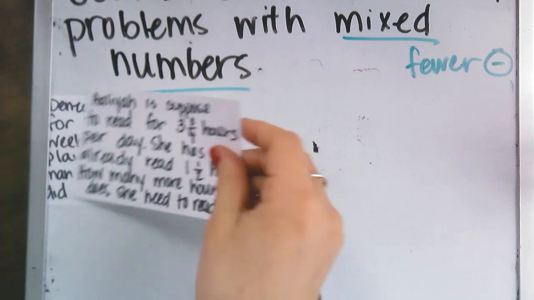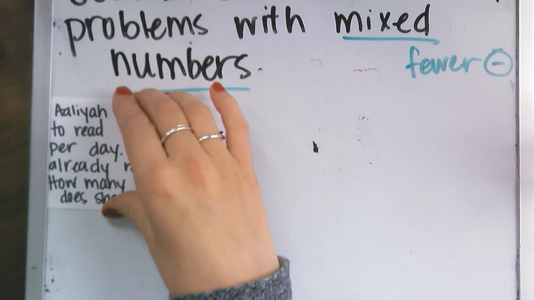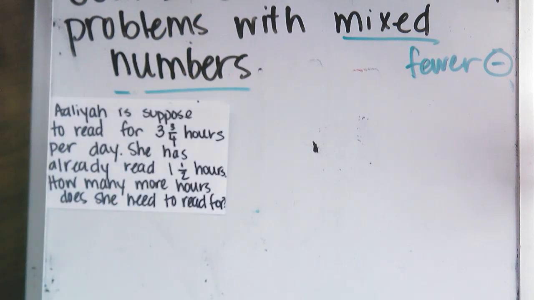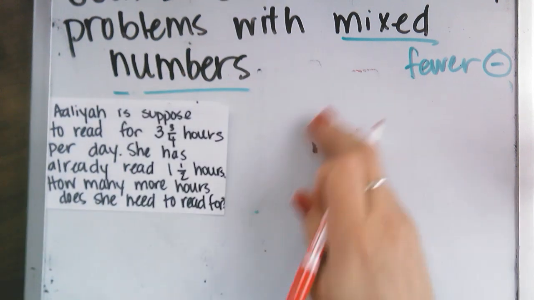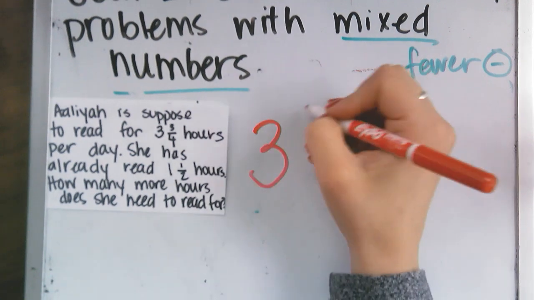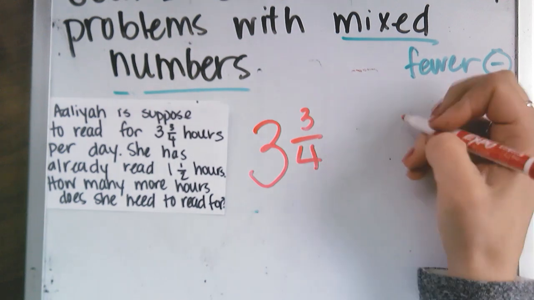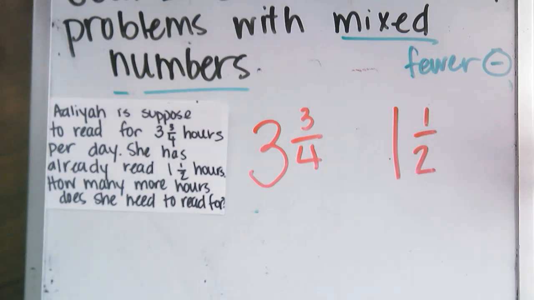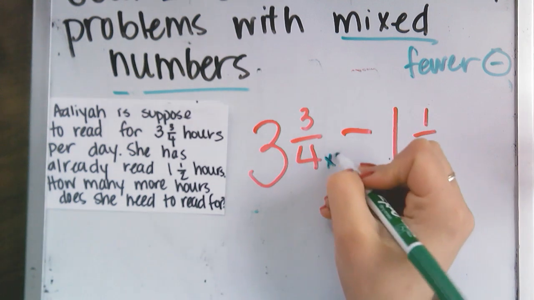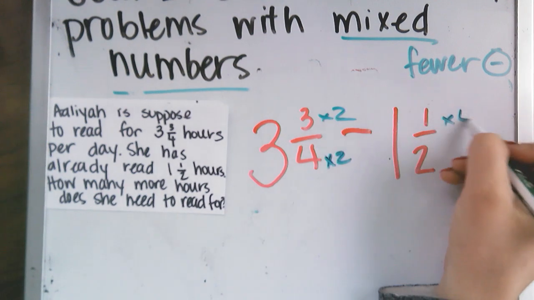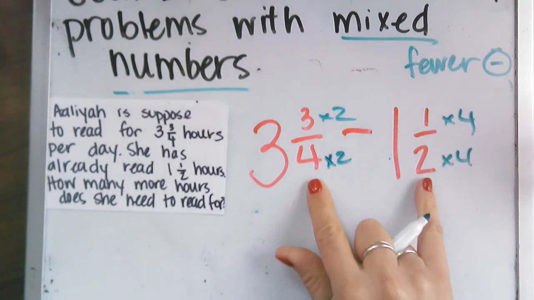Okay, my next word problem says Aaliyah is supposed to read for 3 3/4 hours per day. She has already read for 1 1/2 hours. How many more hours does she need to read? So I'm, again, setting up my subtraction problem. Need to create that common denominator. So I'm going to multiply this one by 2 and this one by 4. Remember, we use our opposite denominator.